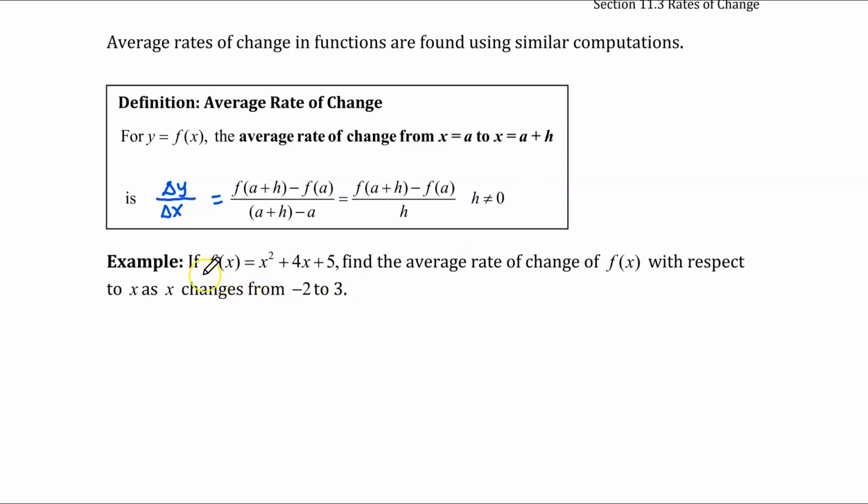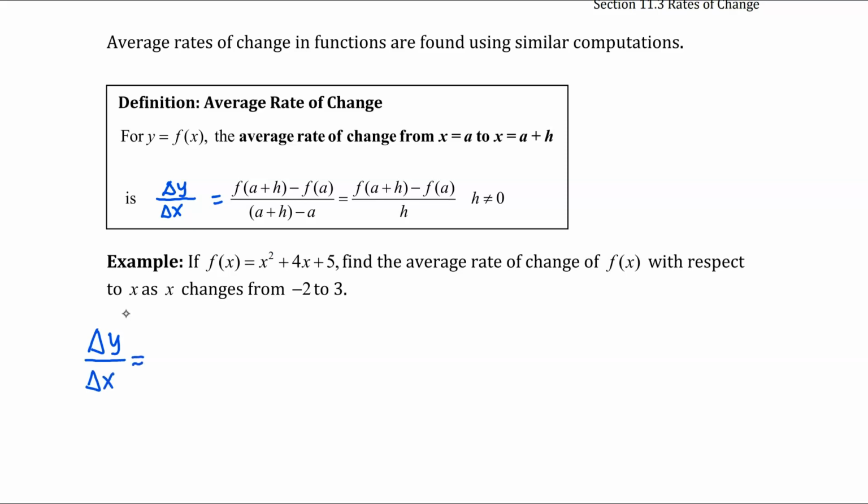We are given here the function f of x equal to x squared plus 4x plus 5, and we want to find the average rate of change of the function f of x with respect to x as x changes from -2 to 3. Now, the average rate of change of f can be computed by taking the change in the y values divided by the change in the x values.